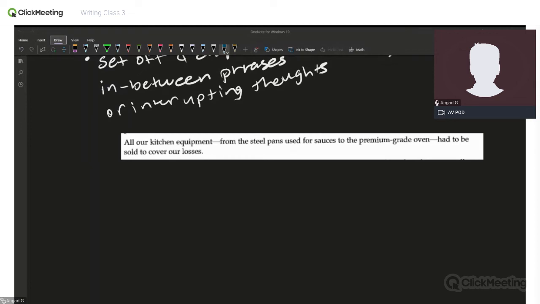All right. So let's just get to the second rule, or the second use, sorry. The second use is to signal a list, statement, or additional detail.